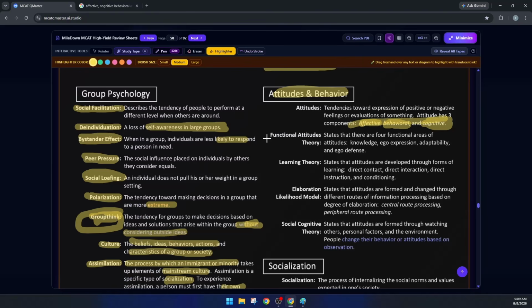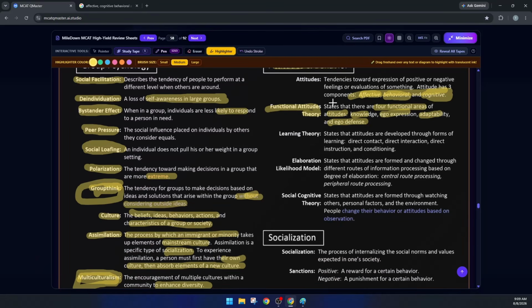So there you go. Functional attitude theory states that there are 4 functional areas of attitudes: knowledge, ego expression, adaptability, and ego defense. Another theory to learn. I know there's a lot of theories. Learning theory states that attitudes are developed through forms of learning: direct contact, direct interaction, direct instruction, conditioning.